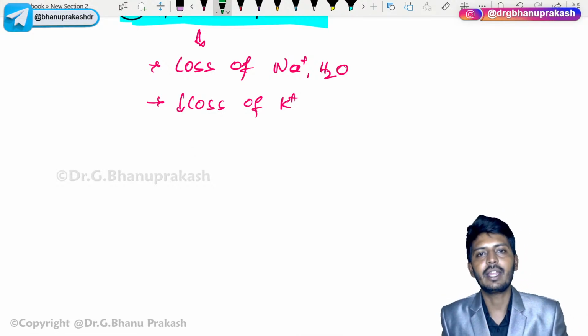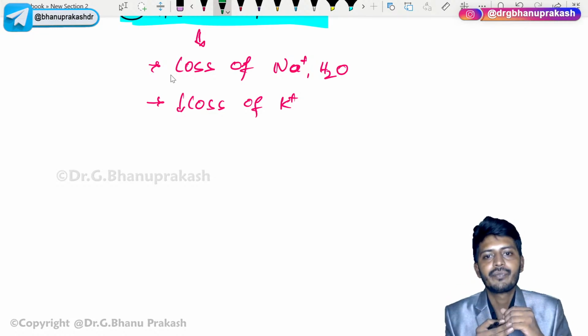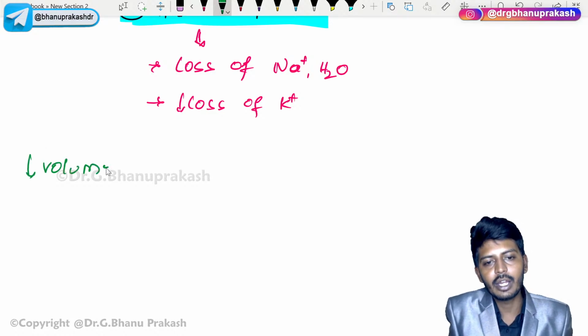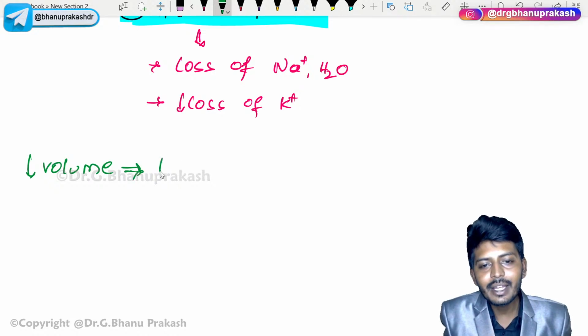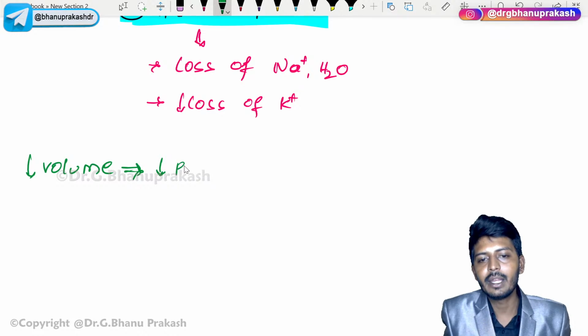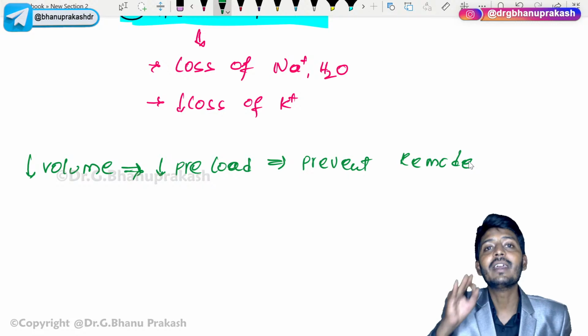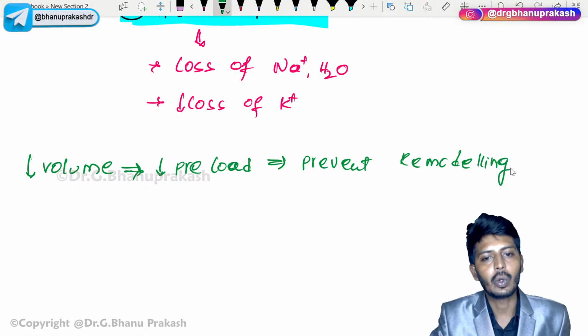So potassium sparing diuretics are used. What are the advantages and disadvantages? I'll tell you within some time. Since these drugs decrease the circulatory volume, what will happen? That will decrease, my dear students, most importantly the preload on the heart. If the preload on the heart is reduced, that prevents the remodeling. So these drugs are useful for the prevention of cardiac mortality due to heart failure, because they are preventing the remodeling, because hypertrophy is not going to occur.